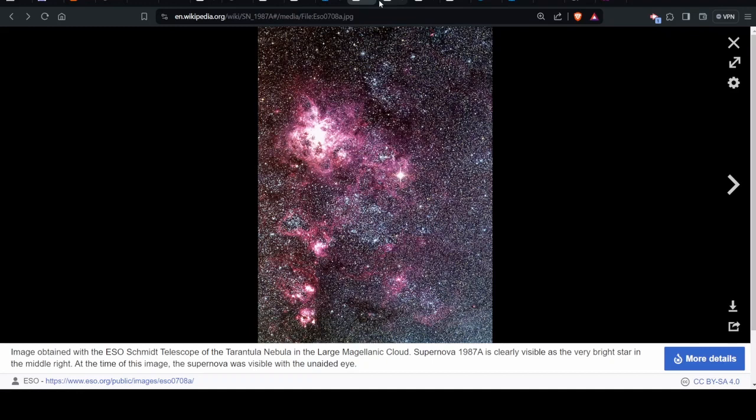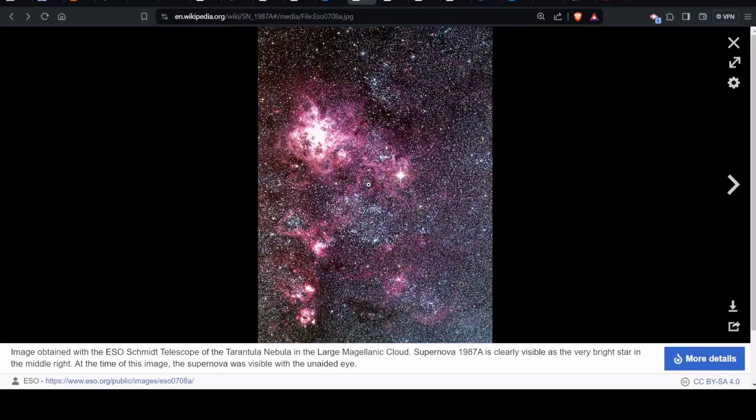So supernova 1987A. This is a type 2 supernova found in the Large Magellanic Cloud. And the Large Magellanic Cloud is a satellite galaxy of the Milky Way, so it's our closest galaxy to us. It kind of orbits with us, almost like a binary galaxy system. So this is a picture of the Tarantula Nebula. That's this bright looking thing here. And if you come over here a little bit to the right and down, this bright star in the middle of the picture, that is the supernova.